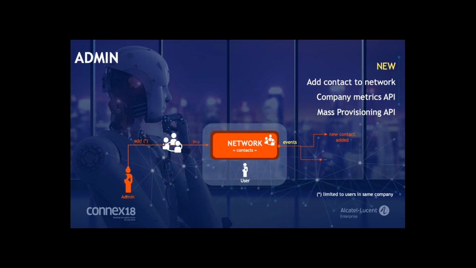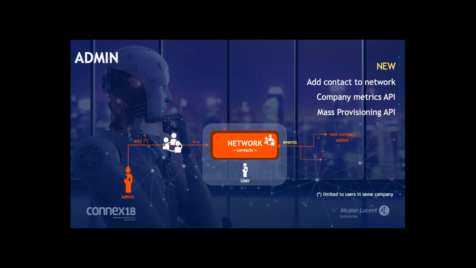Regarding the admin part, we are publishing more and more APIs. Recently, we added the Matrix API to be able to have access to your company metrics, like the number of users, the number of instant messaging sent, the number of calls done per day, etc. We added the mass provisioning API to let you onboard a Rainbow user directly from a CSV file.